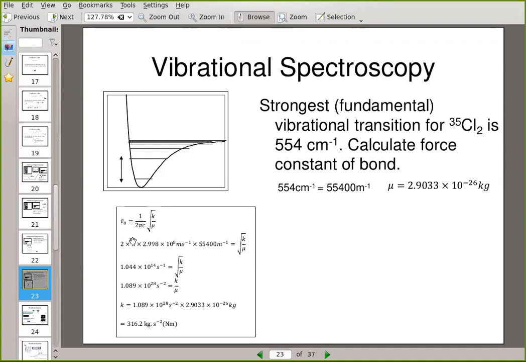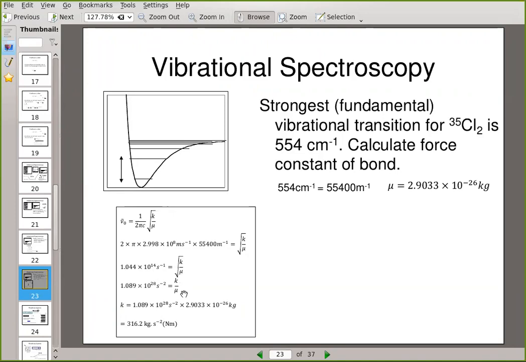So of course, I've taken 2 pi c, that's on the bottom, to the other side. So here's the 2 pi c, times the fundamental vibration, which is root k over mu. And of course, I've simplified that down to 1.044 times 10 to the 14 is root k over mu. Now, the easiest way is to square both sides, and this horrendous 10 to the 14 becomes 10 to the 18 per second squared is k over mu.